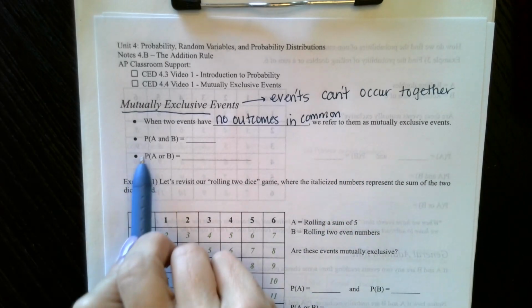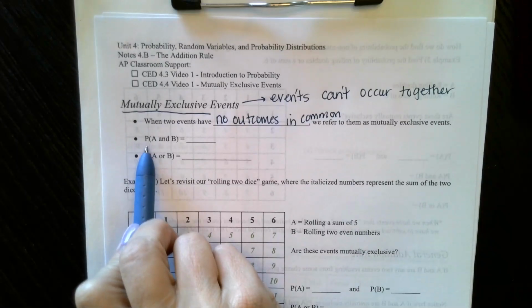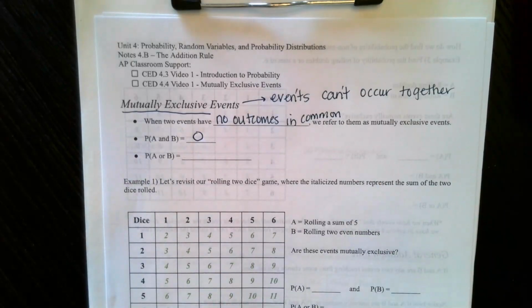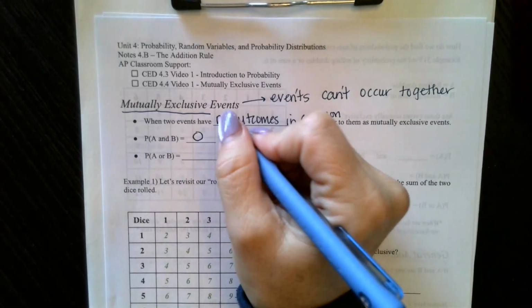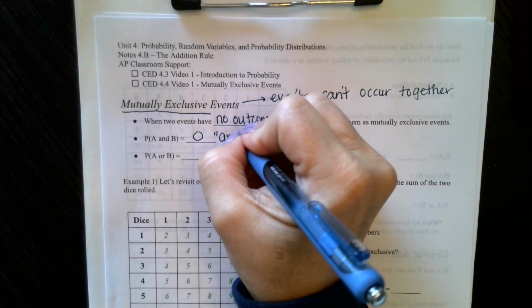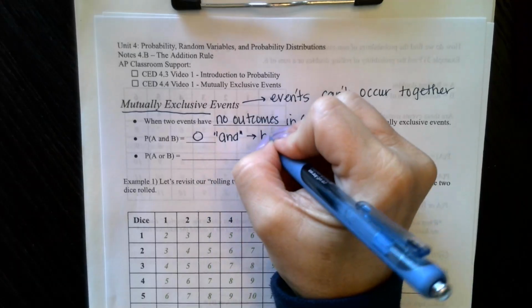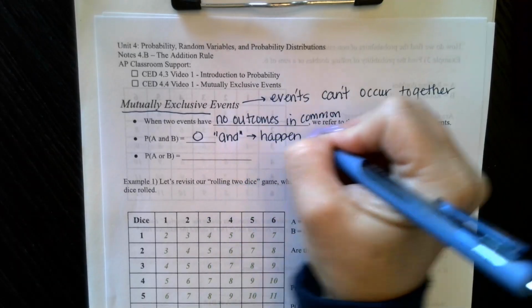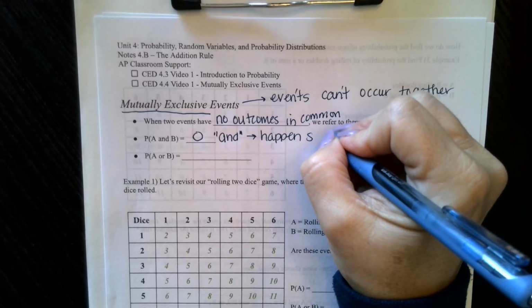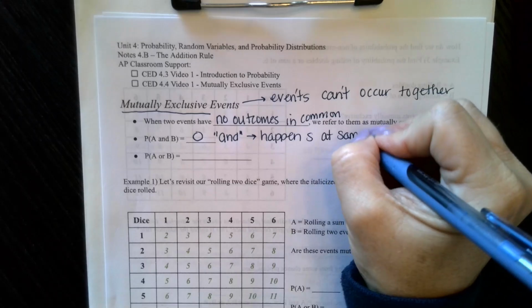So, for example, if I have the probability of A and B happening, it would be 0. What this is saying is, if they're mutually exclusive, that "and" means it's going to happen at the same time.